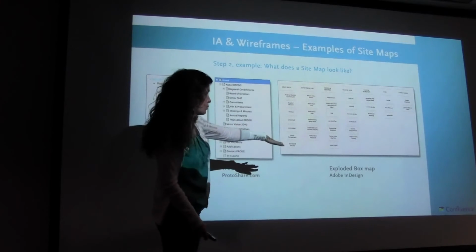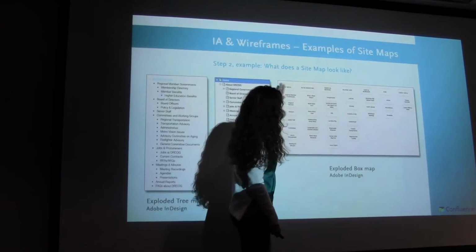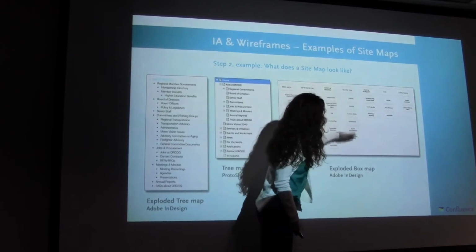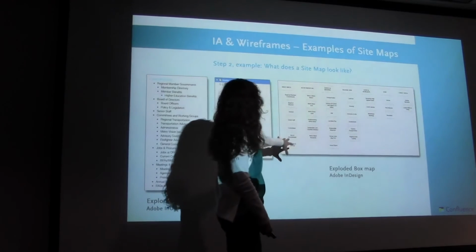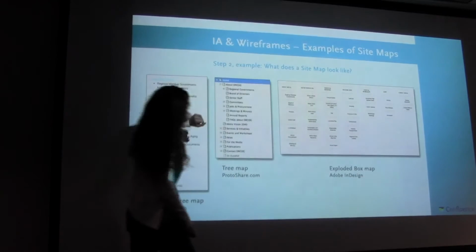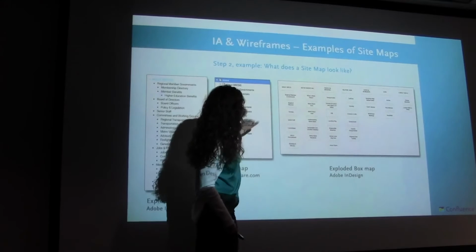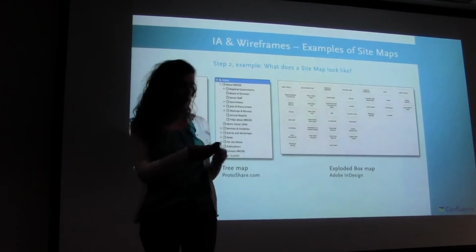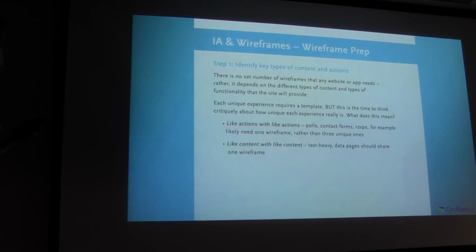This is what I call the exploded box map, and I just made that name up. But we've got section names and then child pages that fall beneath that. So this is an easier way, I think, visually to show this expanded. This is the exact same project. But like I said, whatever works well for you and your team, obviously.